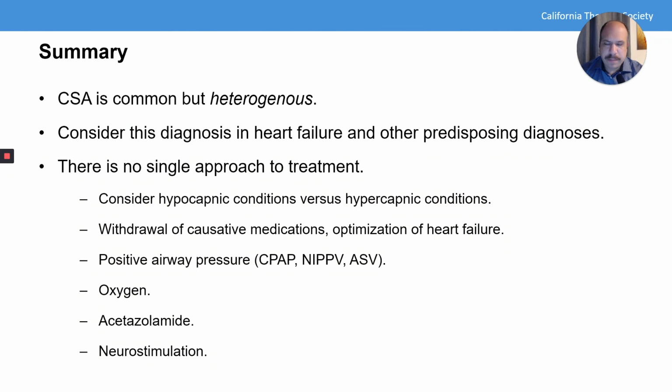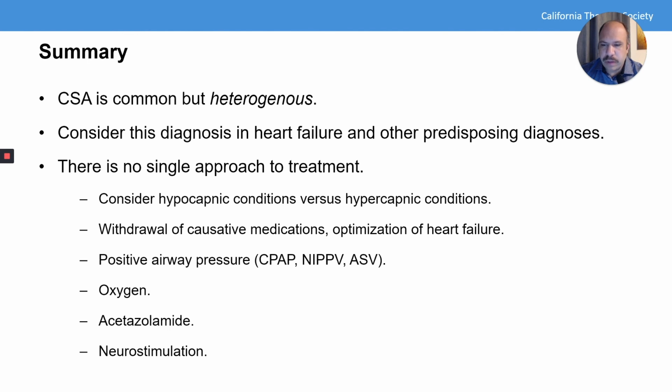So in summary, CSA is common, but it's heterogeneous, and I think that you have to really think about CSA in terms of whether it's causing hypocapnia or hypercapnia when you're thinking about its treatment and the workup. You should consider the diagnosis in heart failure and in other diagnoses that predispose to central sleep apnea. There's no single approach to treatment.